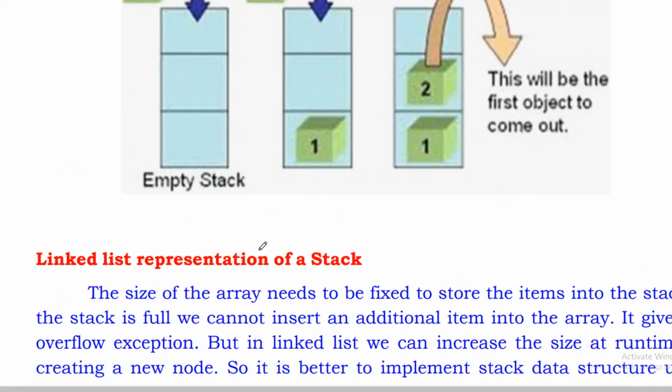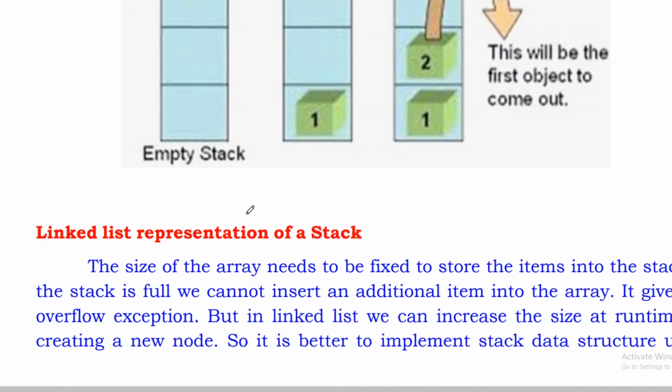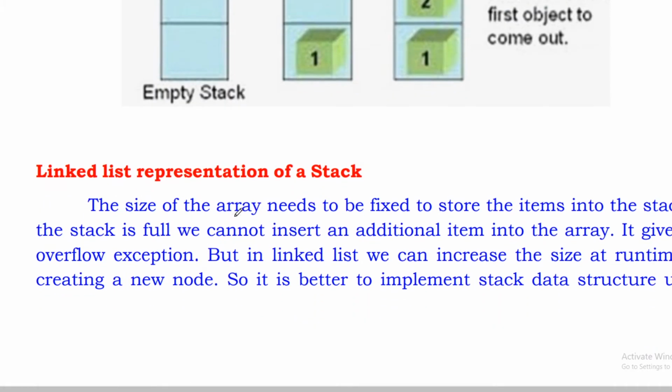So what does a stack mean? It is an ordered collection of elements where insertion and deletion take place at the same end. It follows the principle of LIFO, last in, first out, which we already know about. So how do you represent it with a linked list? That's dynamic memory allocation, the linked list representation of stack. The size of the array needs to be fixed, as we already know, that's a static data structure. So if the stack is full, we cannot insert an additional item into the array.